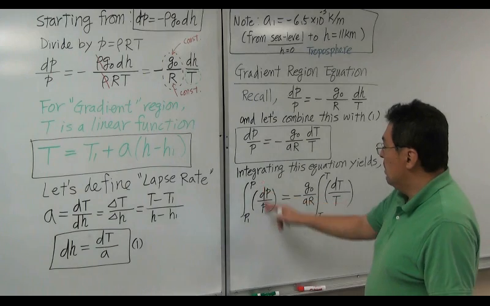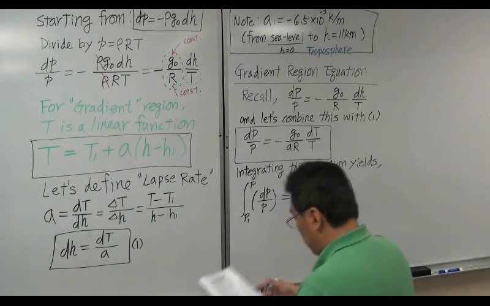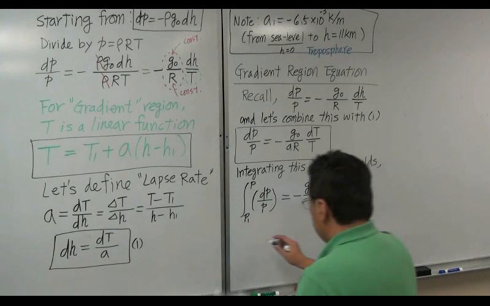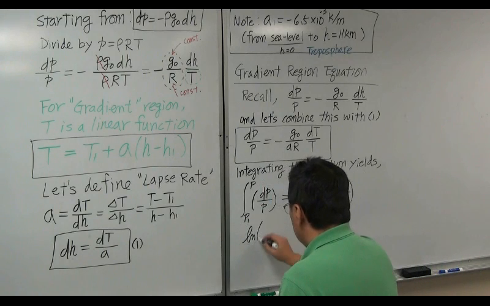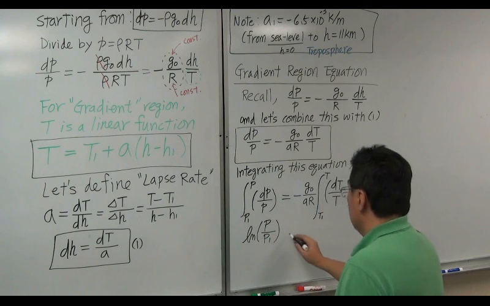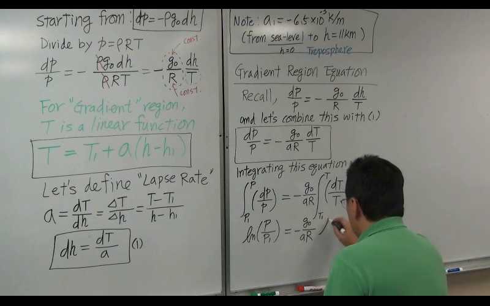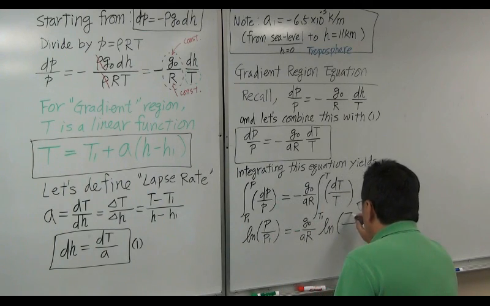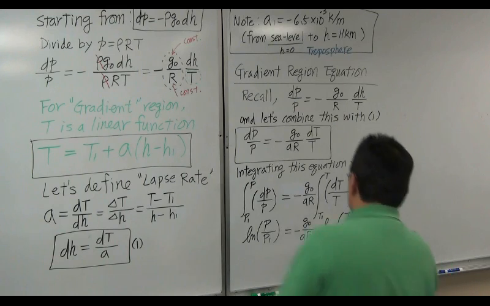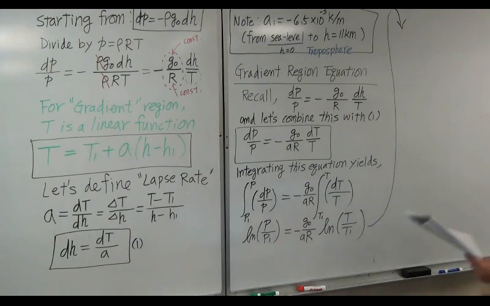Integral of the inverse of pressure dP is natural log. So this is going to be natural log of P over P1, right? This is going to be minus G0 over aR, natural log of T over T1. Let's move on a little bit more.